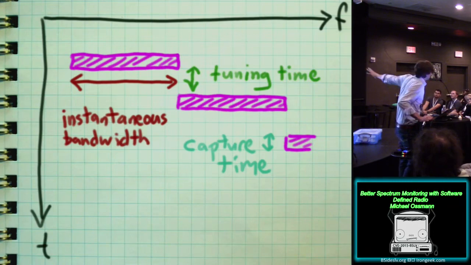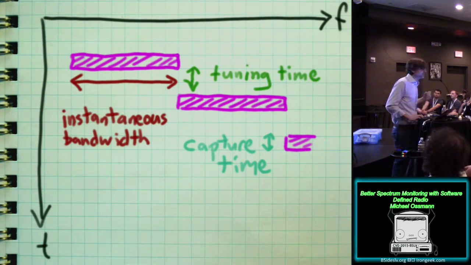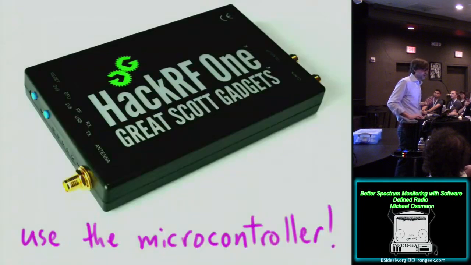And if I can reduce that tuning time to a bare minimum, then this grid becomes more and more full of pink rectangles, right? We get a higher duty cycle, a higher percentage of the available information is getting captured. So this is something that I think we should be doing more of, and it's something that I think would be good to work on for the PortaPack too, which Jared will talk about this afternoon.